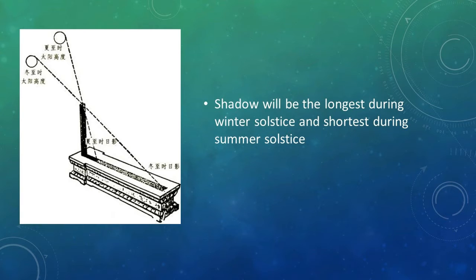But during the summer solstice, because the sun is higher up, when it shines down, it will create the shortest shadow. So that is how the ancient Chinese measured when is the summer solstice and when is the winter solstice. And when I was researching and reading up on this point, I'm just simply amazed by how observant the Chinese people were at that point of time.